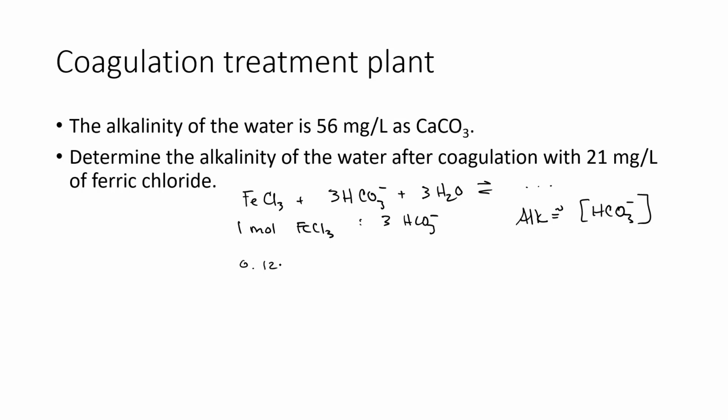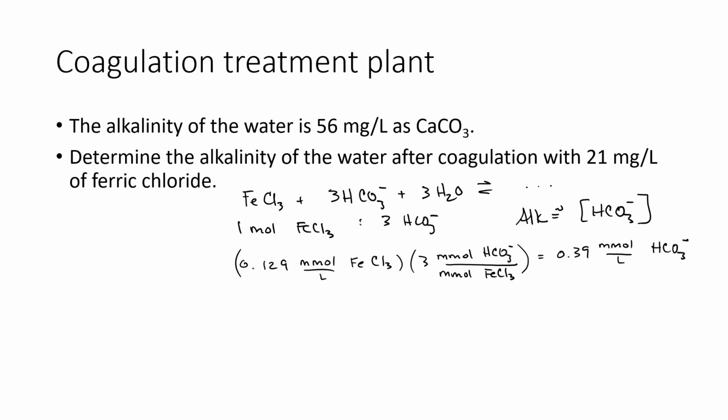So we have 0.129 millimoles per liter of ferric chloride. If you look back at Monday's lecture, you'll see how we calculated that. It's just the dosage divided by the molecular weight of ferric chloride. We have 3 millimoles of bicarbonate per millimole of ferric chloride, and that is equal to 0.39 millimoles per liter of bicarbonate that reacts. So that's the amount of bicarbonate that reacts.